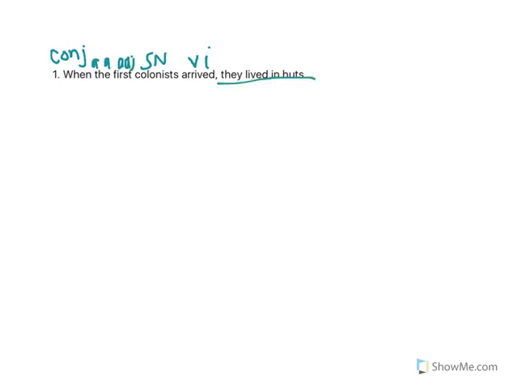They lived in huts. We're just going to label this as we would a regular independent clause. They is our subject pronoun, taking the place of the word colonists. Lived is going to be a verb, intransitive, and this is a prepositional phrase. So that's a preposition, and then huts is our object of the preposition.